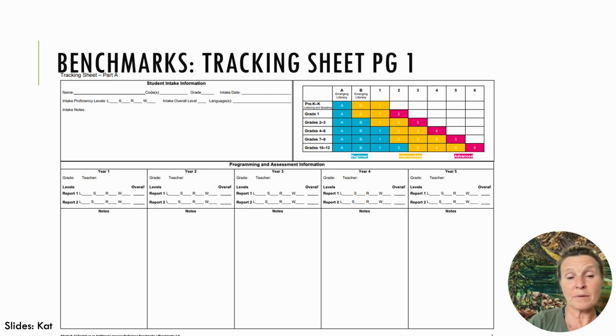And on the top left, there is a section where the initial information can be captured, and then below there are 5 years, based on the 5 years of funding, 5 slots to make notes and comment on the student's development over time, and of course the levels chart is on the top right.